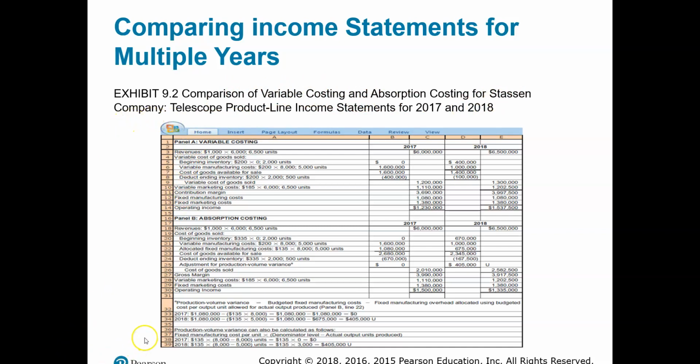Now remember, we talked about fixed manufacturing costs as being related to capacity. So with capacity, we remember our variance analysis we were talking about in the previous chapter, chapter 8, where we were looking at variance analysis for fixed manufacturing overhead. We talked about a production volume variance.